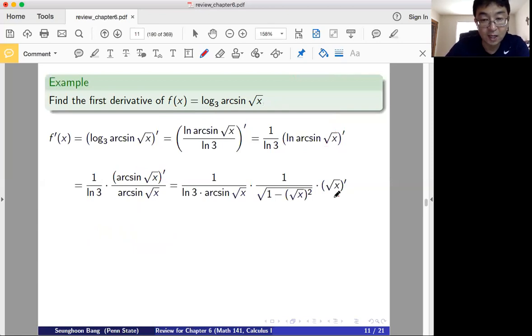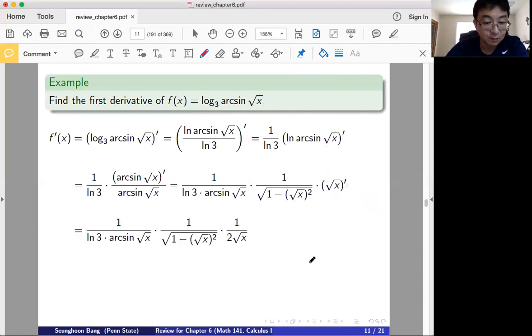Next, what's the root x prime? The square root of x prime, do you know what that is? Could you write your answer on your chatting board? So what's your answer? What's the square root of x prime? 1 over 2 square root of x is right. It's good. This is exactly 1 over 2 times square root of x. So we have it. You can just simplify.